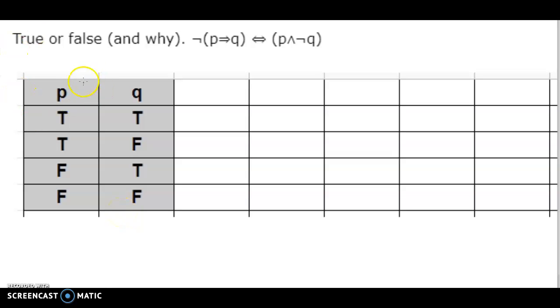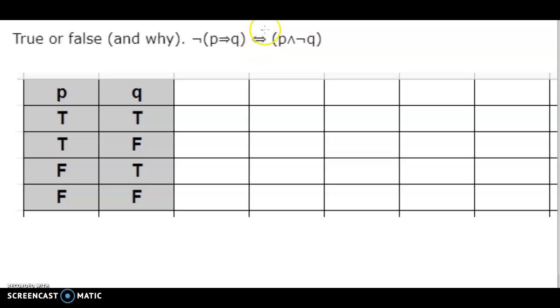Okay, with any truth table, first of all, you set up however many variables you have. You set up a column for each one and then do all the possible combinations. If you had three variables, P, Q, R, that would be 2 to the third power or 8 different rows. When you just have two like this, you have four possible combinations of true and false. Then the next thing to do is to break it apart.